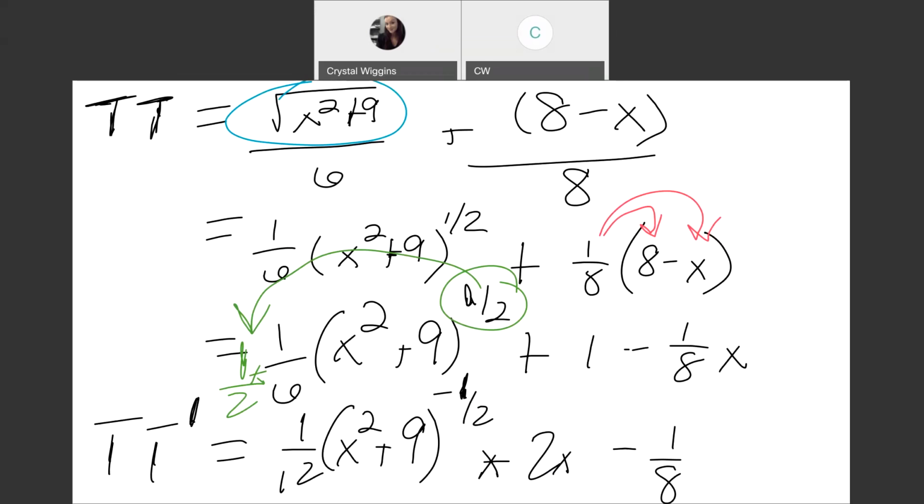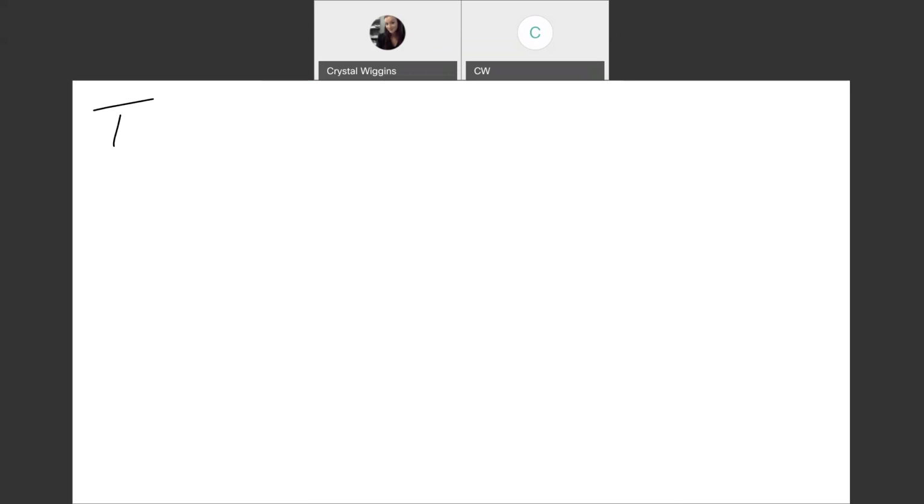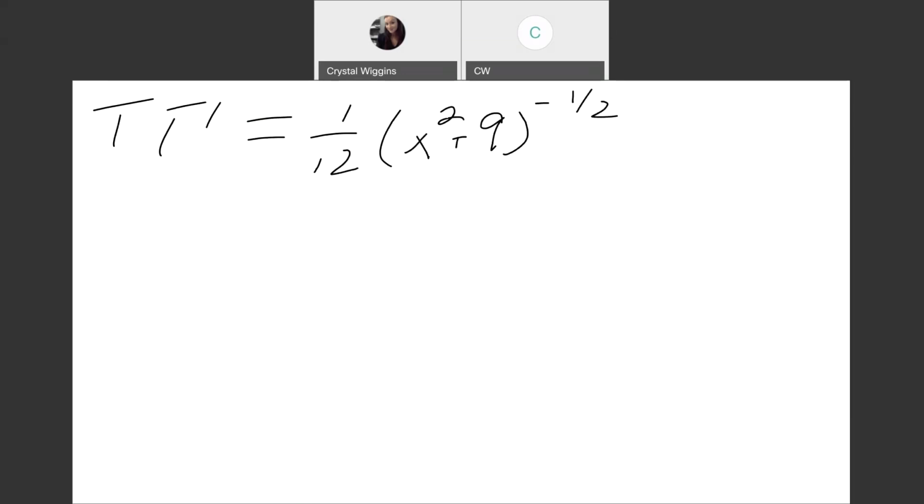Okay, this looks better. So now if we simplify on this next slide, what's going to happen is this 2 times 1/12 is going to equate to 1/6. And this negative sign here is going to cause the square root to go back to the bottom. So let me write this back out. We have the derivative that we just found for total time is 1 over 12 times x squared plus 9 raised to the negative 1/2 power times the derivative of what's inside, 2x minus 1/8.